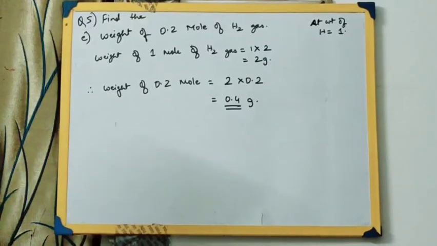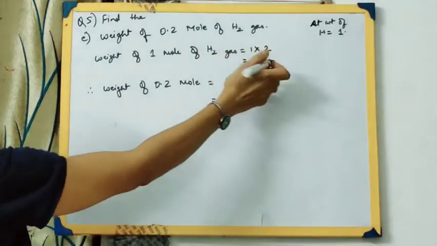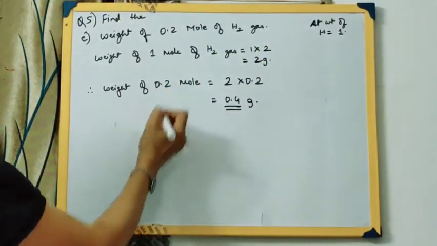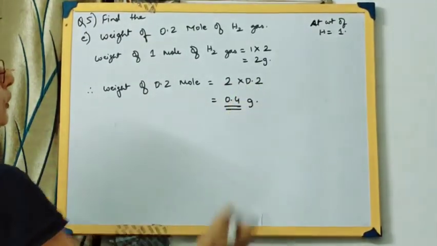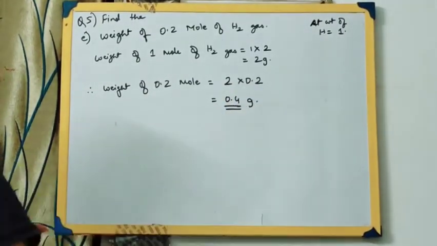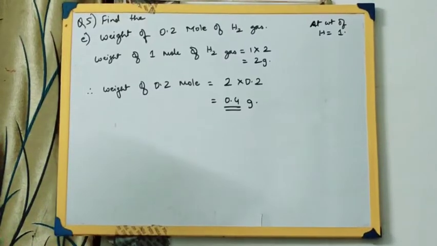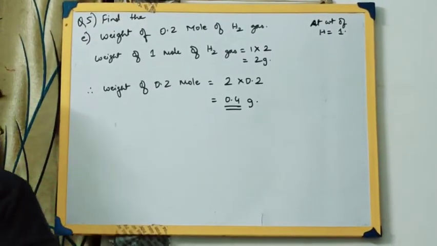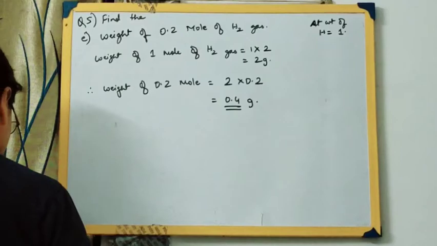Clear, everyone? The weight of 1 mole of hydrogen gas is 2 grams. The weight of 0.2 mole is equal to 2 into 0.2, that is 0.4 grams. I hope it's clear, students. Copy it down. We'll move on to the next sum.